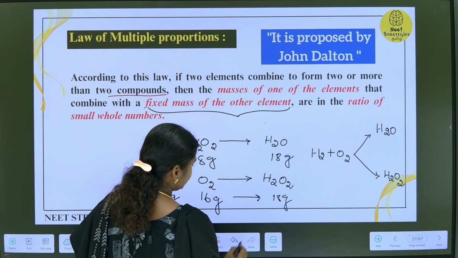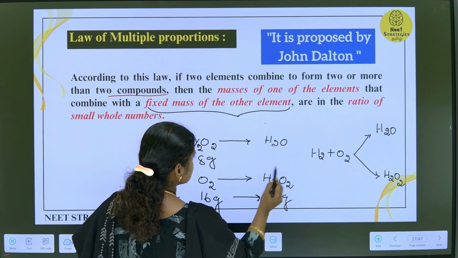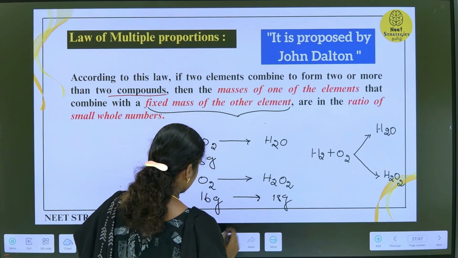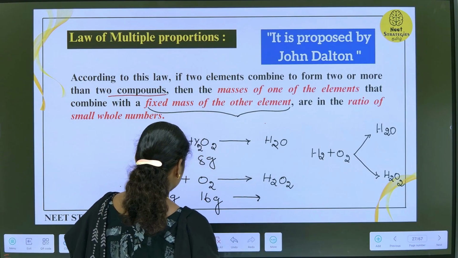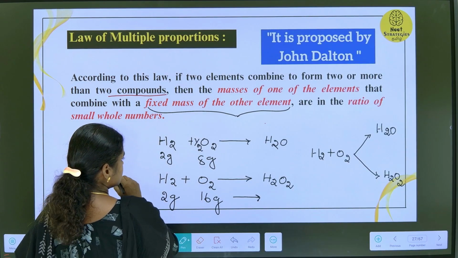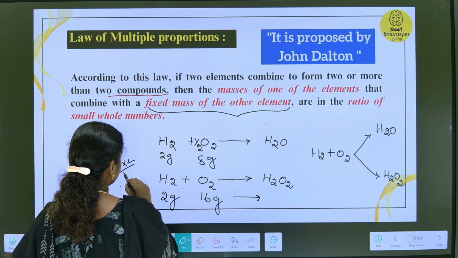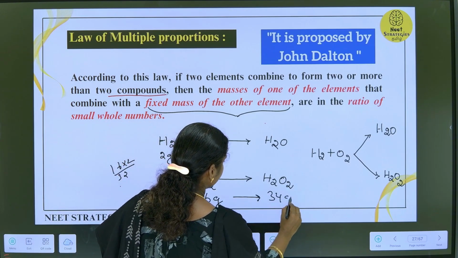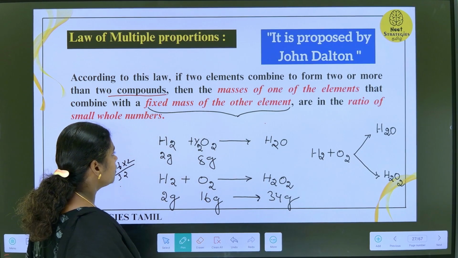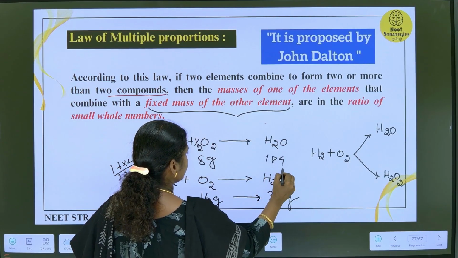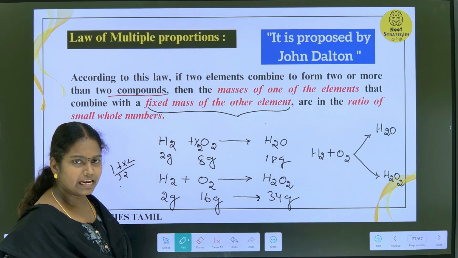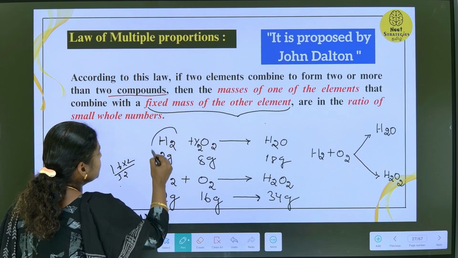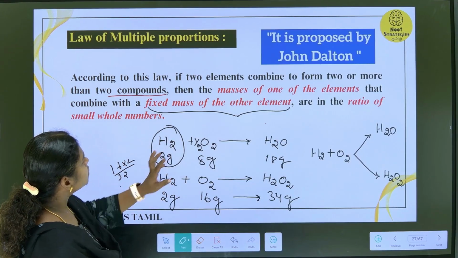Here 16 plus 16 is the oxygen. In the case of hydrogen peroxide, 2 times 16 is 32, plus 2 gives 34 gram of hydrogen peroxide. This is the 18 gram of water. In the case of water, this will be the fixed mass: 2 gram of hydrogen.